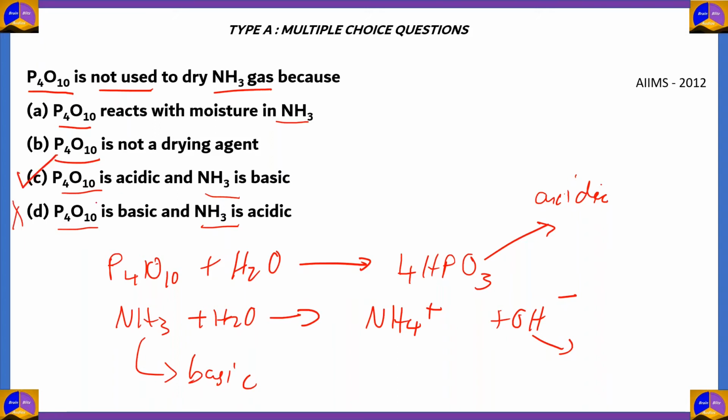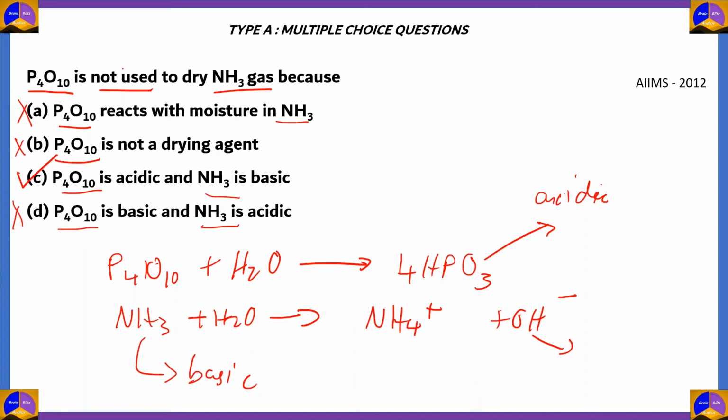Option D is incorrect because it's given that P4O10 is basic and NH3 is acidic. And option B, P4O10 is not a drying agent, is incorrect. It's used as a drying agent in other compounds, but not with NH3. And P4O10 over here does not react with NH3, it reacts with water in order to form an acid and a base. So option C is the right option.